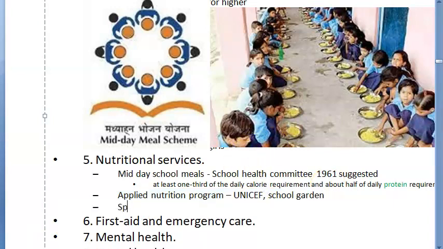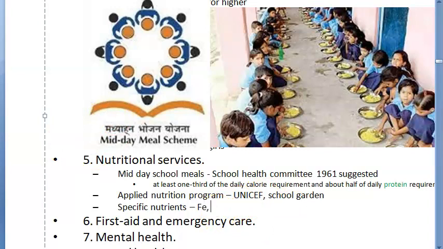And then the last one under nutrition services is specific nutrients. Specific nutrients means that certain nutrients are required for the prevention of some diseases. Like vitamin A, you should get. Then for anemia, you should get iron. So specific nutrients you will give whenever there are such nutrient disorders in the community. You can address it at the school level.